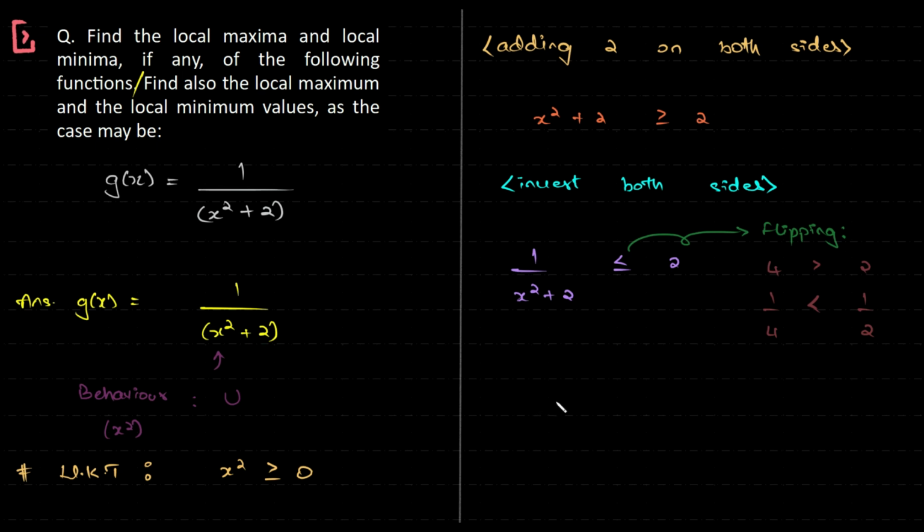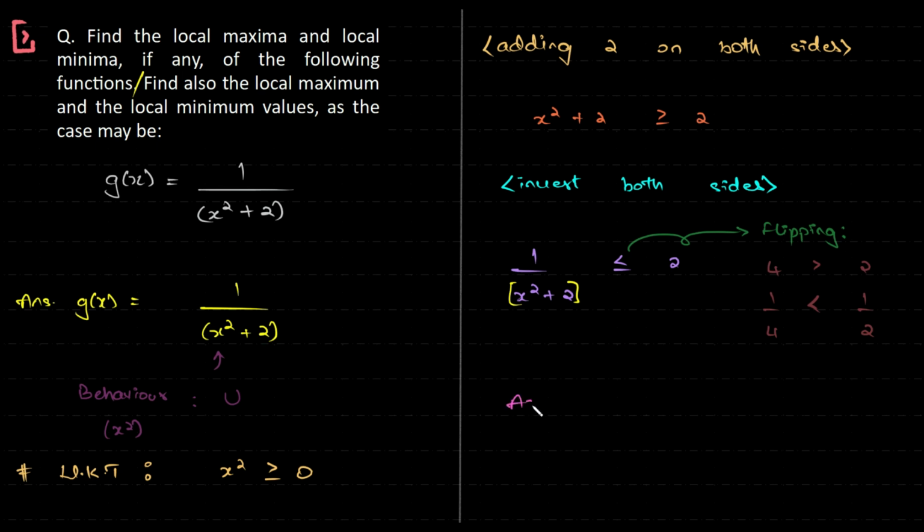Okay, now one more thing. See, the denominator will never be 0, right? As the denominator will never be 0, and also the maximum value is infinity. Let me put it this way.